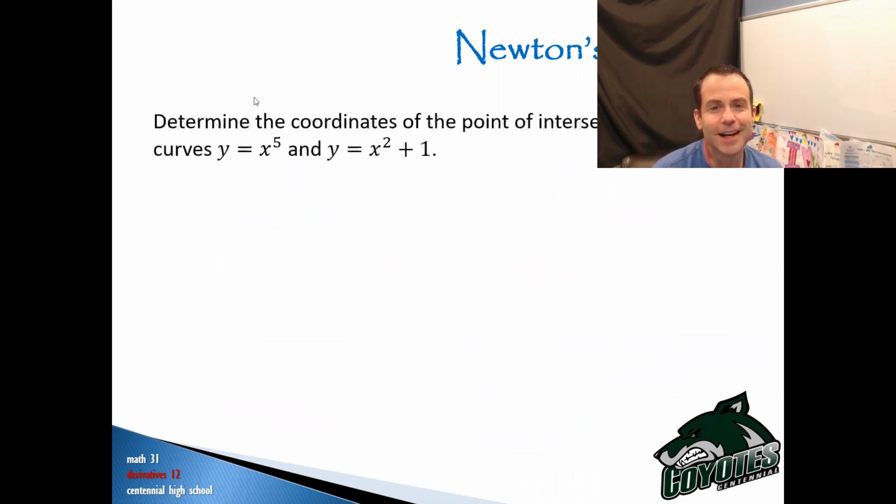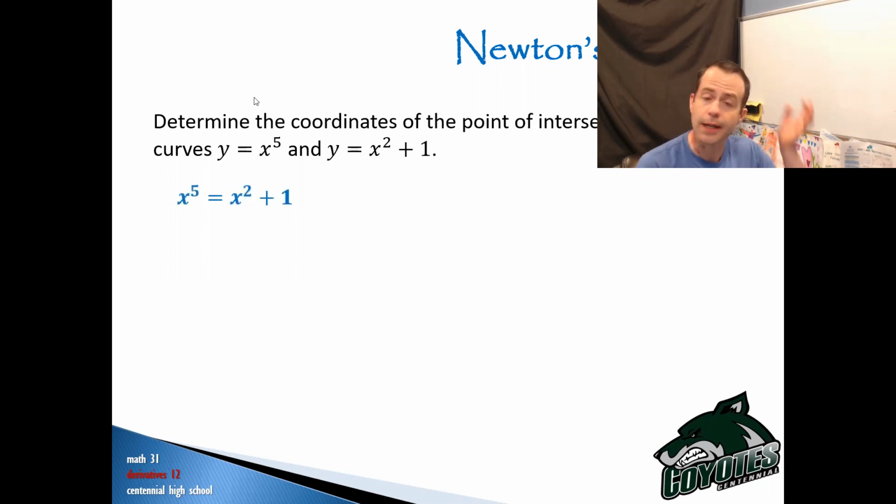All right. Determine the coordinates of the point of intersection of the curves y equals x to the 5 plus... y equals x squared plus 1. So now we're not even looking for a root. Now we're looking to solve the point of intersection here. But we're still using Newton's method because we're going to set them equal to each other because they both equal y, bring everything over to one side so that it equals 0, and then we can use Newton's method to find that root.